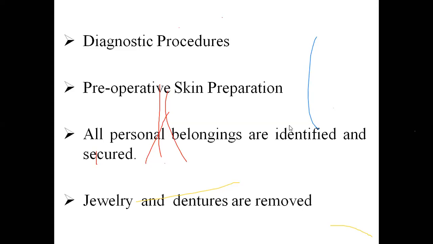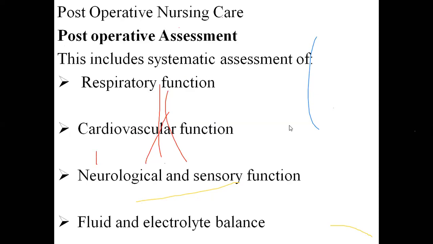Jewelry and dentures are removed so that they don't dislodge, especially if the patient is undergoing oral surgery. You remove dentures so that these don't get dislodged during surgery, and jewelry too is removed. The patient just goes in naturally so that there won't be any fear of unanticipated events. Next slide.